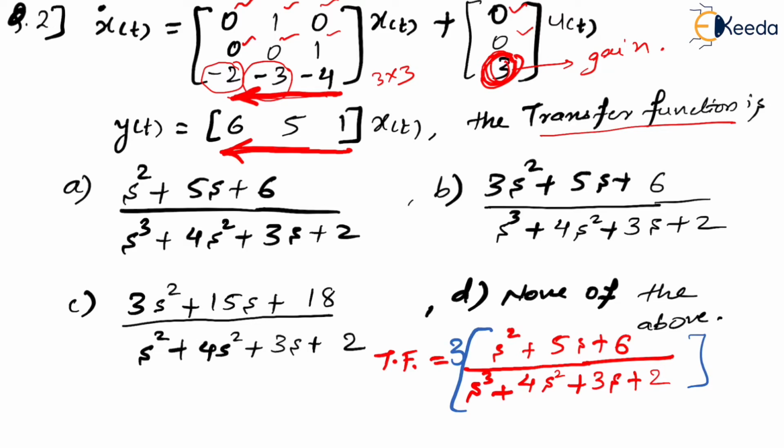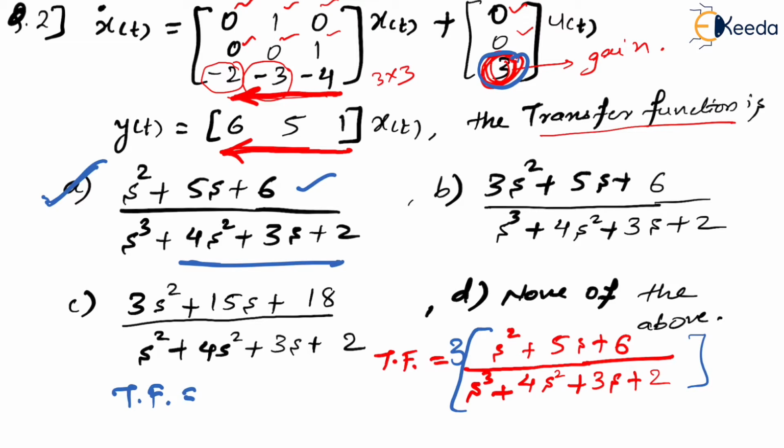Now just simply focus on this, right? If you did not multiply by 3, then you will get option A as the answer. See, s squared plus 5s plus 6, and in the denominator you have got s cube plus 4s squared plus 3s plus 2. Same thing you have got. So if you had not multiplied by 3, then option A was the answer. But is it the answer? No. Why? Because 3 is the gain which has to be considered. So let us multiply by 3.